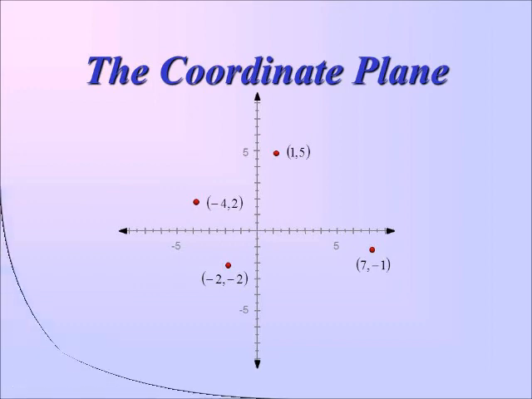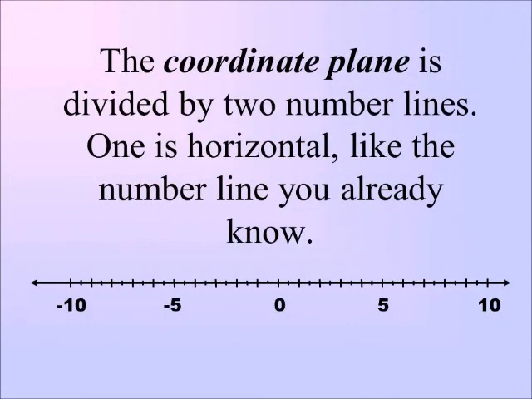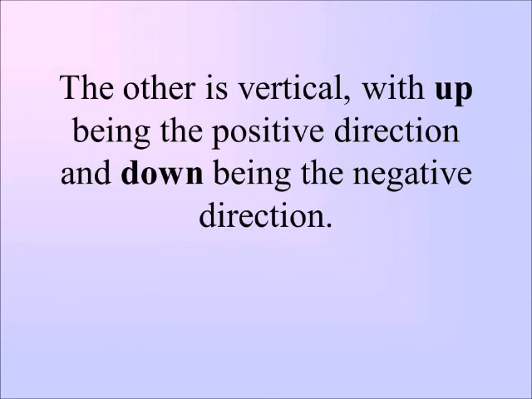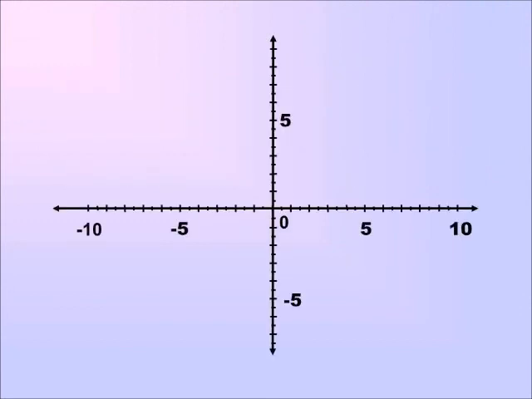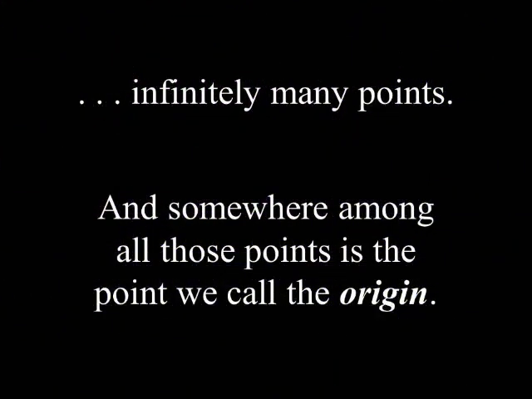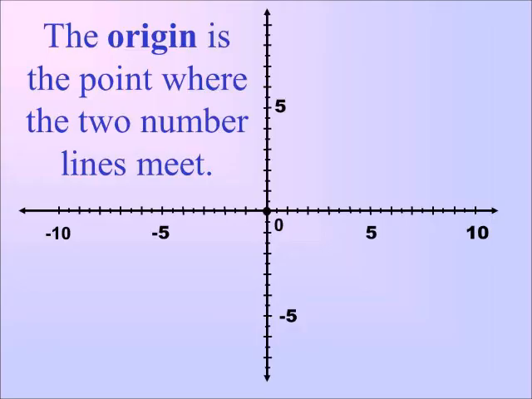In algebra, we often use the coordinate plane. The coordinate plane is divided by two number lines. One is horizontal, like the number line you already know. The other is vertical, with up being the positive direction and down being the negative direction. The coordinate plane is filled with points, infinitely many points, and somewhere among all those points is the point we call the origin. The origin is the point where the two number lines meet.